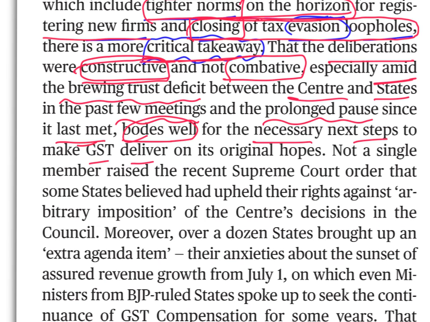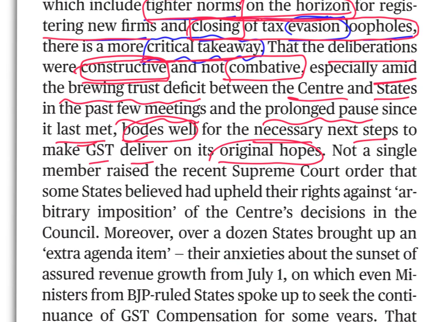So look at this sentence. The sentence says amid, which means in the middle of, the brewing trust deficit between the center and the states. Trust deficit has been brewing for quite some time. It is growing day by day, states are no longer trusting the center. States are of the view that the center is not taking their issues into consideration, is not catering to their concerns. That has been the view of states for quite some time, and this meeting also is happening after a prolonged pause, which means the states were not positive coming into the meeting.